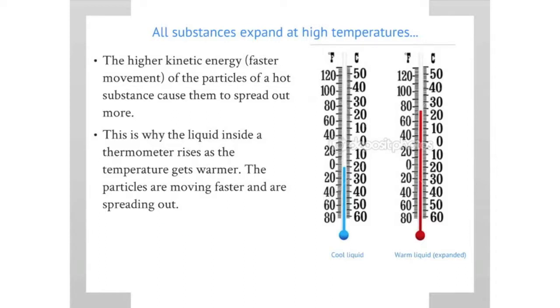So, looking at our thermometers, on the blue thermometer on the left-hand side, the substance inside of it is at a low average kinetic energy. So the particles aren't moving as fast, and it won't spread out as much. But in the hot thermometer, it's very high average kinetic energy, and the particles expand. As it expands, it's trapped inside this narrow glass tube, so the only direction that it can expand is upward. All substances expand at high temperatures, and that is why thermometers work the way they work.